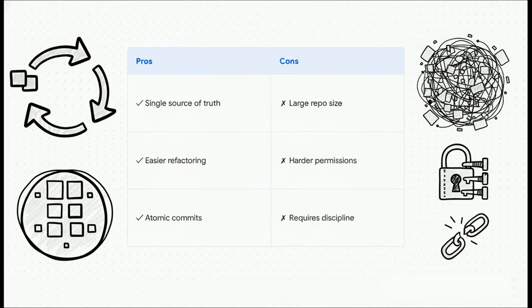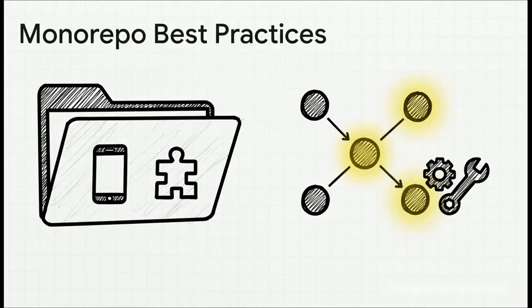Everything's in sync. Now, the downsides are usually about scale. The repo can get huge, which can slow things down, and figuring out permissions can get complicated. Let's be real, a monorepo without rules is just chaos. It's a mess. To make it work, you need some strict best practices. That means a super clear folder structure, like putting all your reusable code in a packages folder and your actual applications in an apps folder.